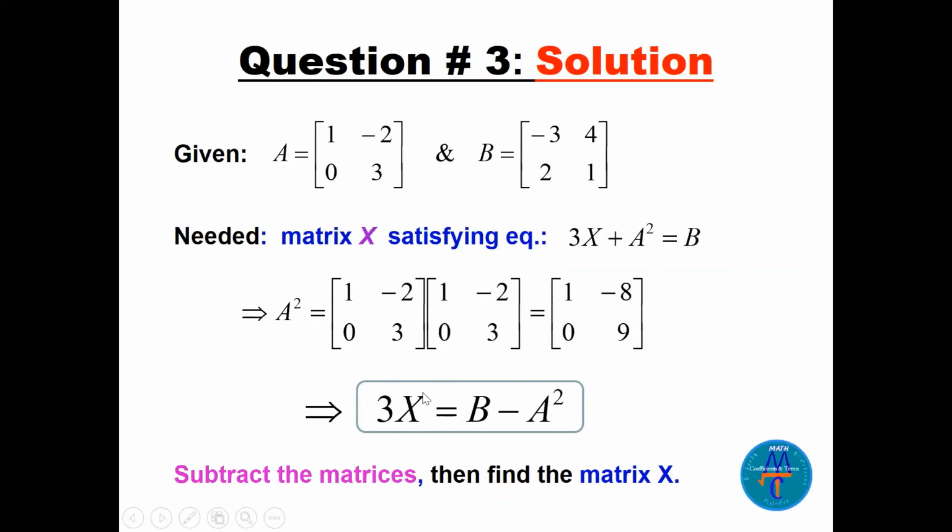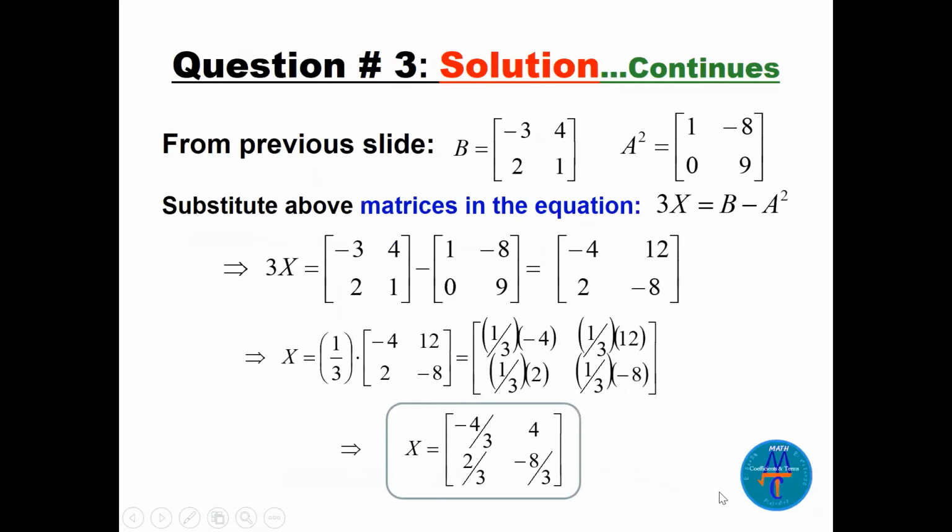So 3X I need. So B, take A squared, this one, A squared, take it on the other side, minus A squared. Now subtract the matrices, because B is a matrix, A squared is the answer here, a matrix. Then find the matrix X. That's the answer here. So we subtract now, minus 3, 4, that's B, 2, 1, minus 1, minus 8, 0, 9. Look at the answer here. This one, minus 4, 12, 2, minus 8. This one is 3X.